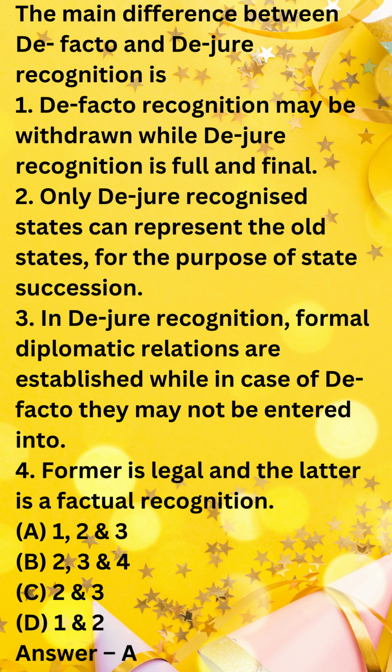Here is a summary of the key differences between de facto and de jure recognition. De facto recognition. 1. Is a provisional or temporary recognition of a state or government. 2. Is based on the factual reality of the situation, regardless of whether the state or government is legally constituted. 3. May be withdrawn at any time. 4. Does not require the establishment of formal diplomatic relations.